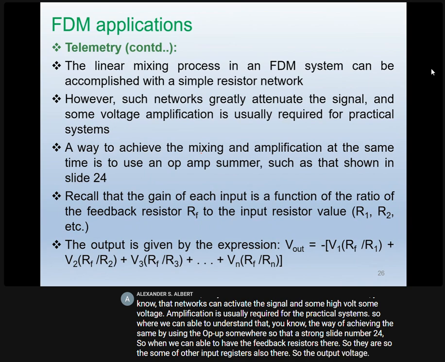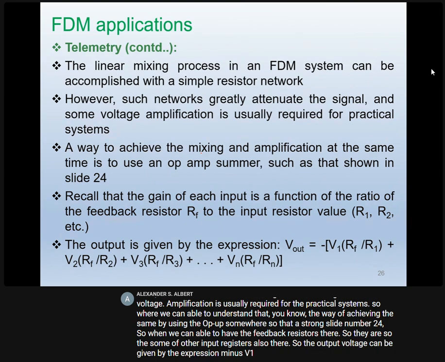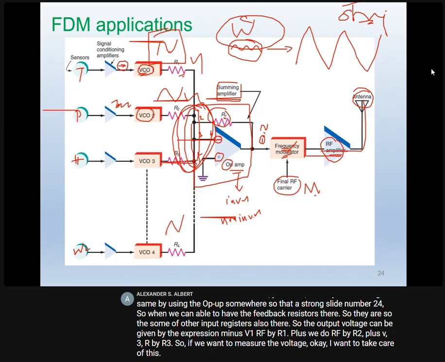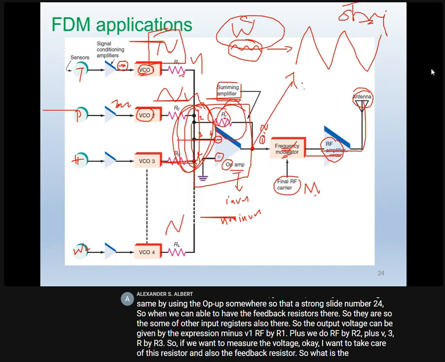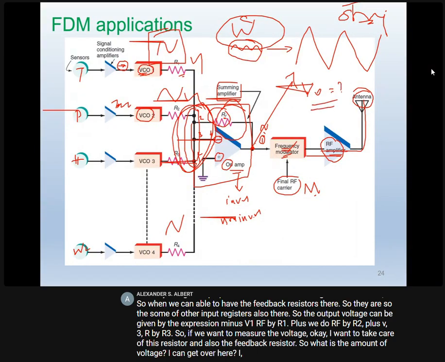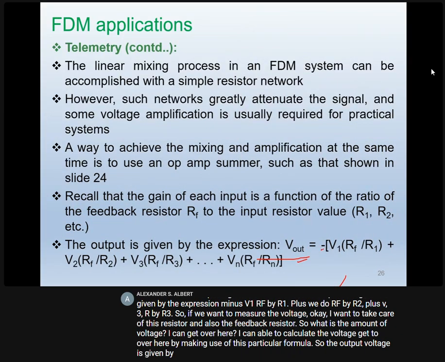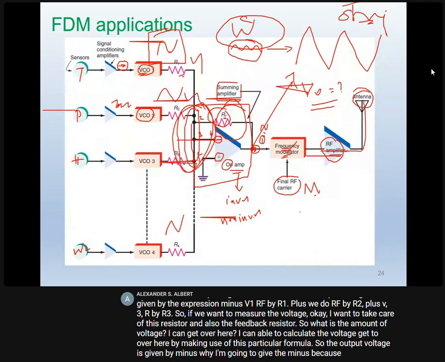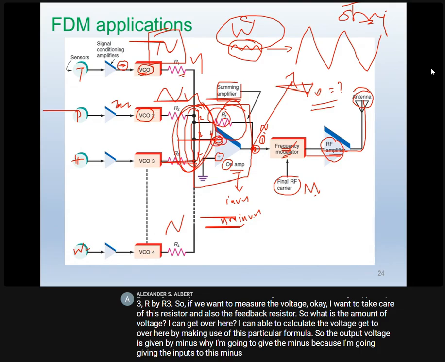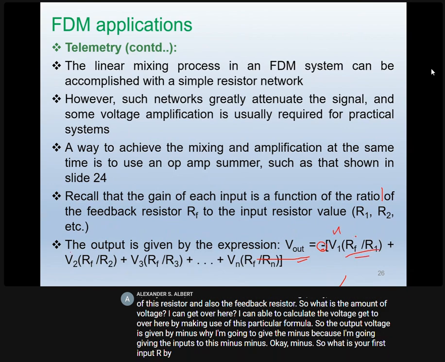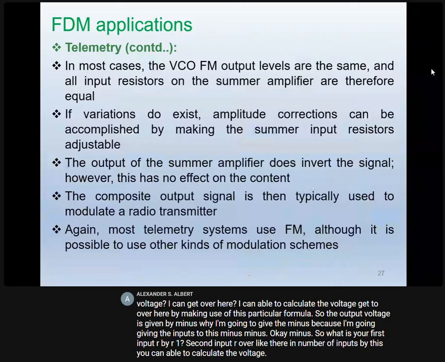The output voltage is given by the expression minus V1 Rf by R1 plus V2 Rf by R2 plus V3 Rf by R3. If I want to measure the voltage, I need to take care of these input resistors and the feedback resistor. I can calculate the voltage by using this formula. Why the minus? Because I am giving the inputs to the inverting terminal. The first input is Rf by R1, the second input Rf by R2, and so on for n inputs. By this, you can calculate the voltage theoretically.